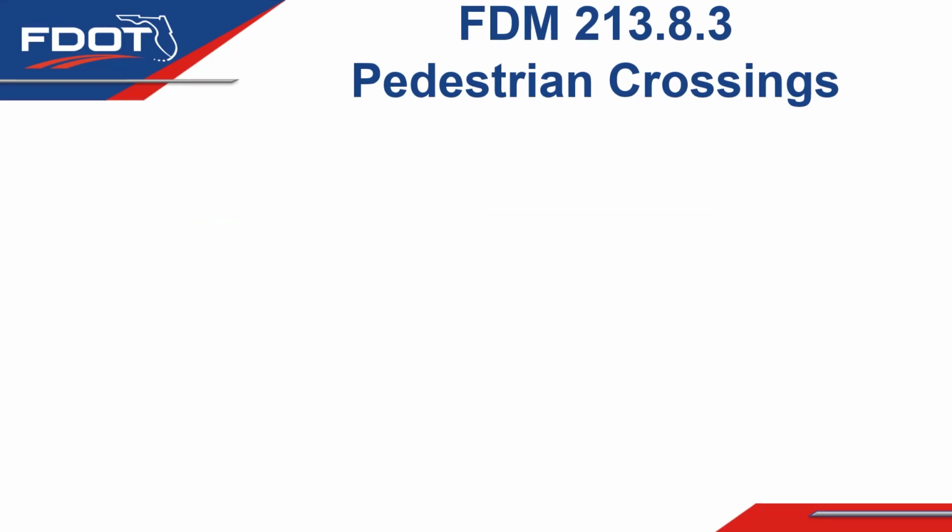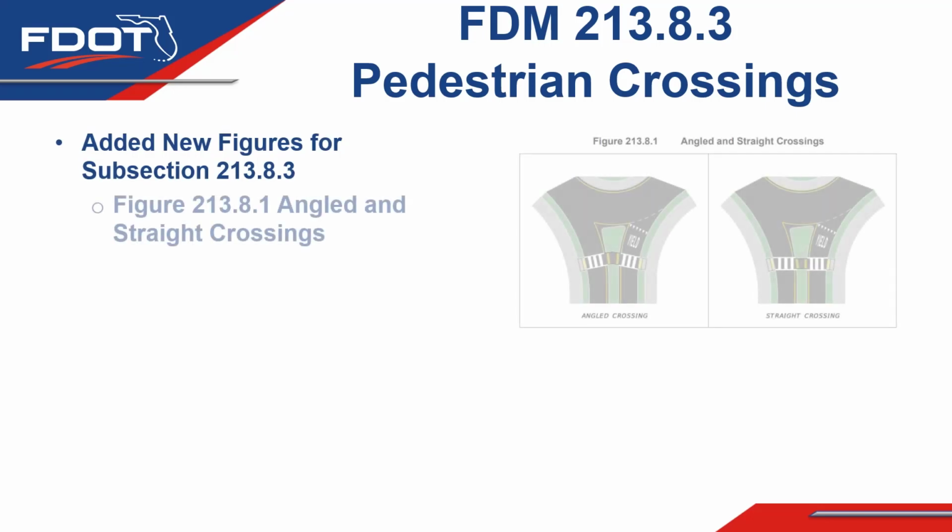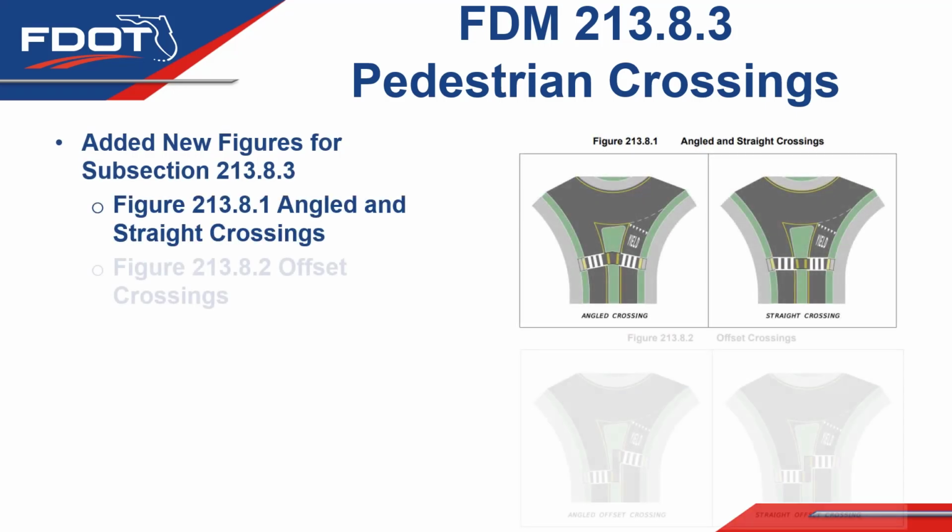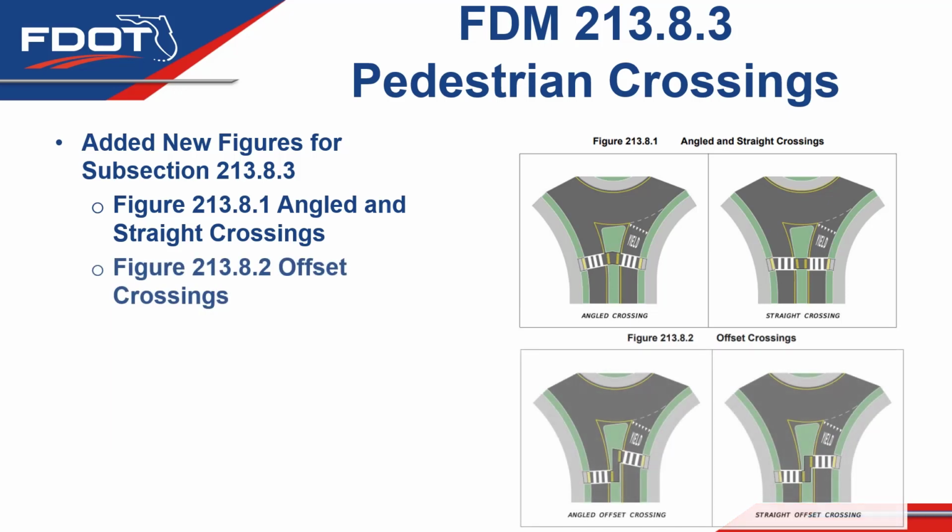You can see visuals of the various options in figure 213.8.1 and 213.8.2. You can see here we have the angled crossing, the straight crossing, the angled offset crossing, and the straight offset crossing.